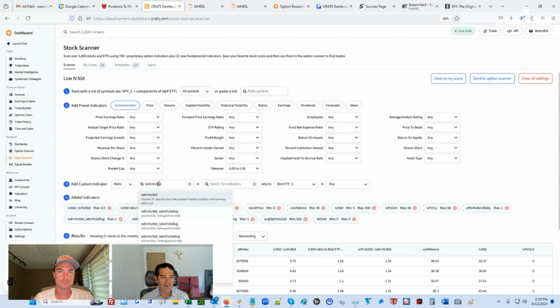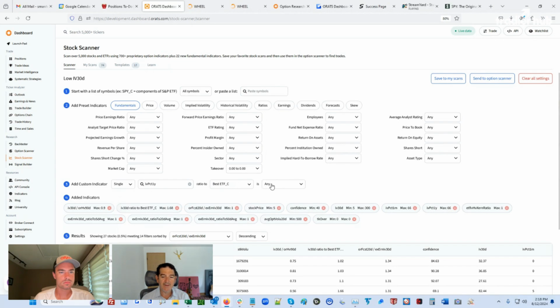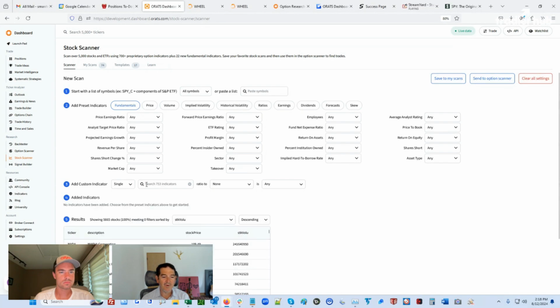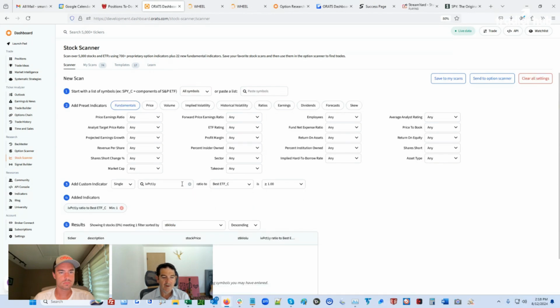So if you look at the IV percentile for the year, and then just look at not a ratio, but a single versus the best ETF, then we could start to, actually, we should clear out all these first. So we'll start anew. Ratio to the best ETF. And we'll say it's 1. And we didn't get anything on that.